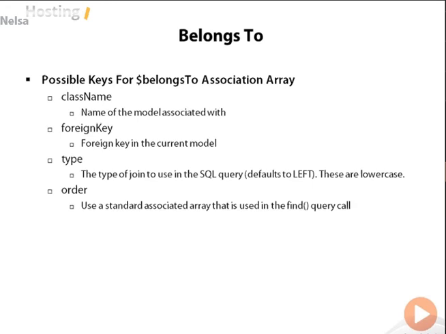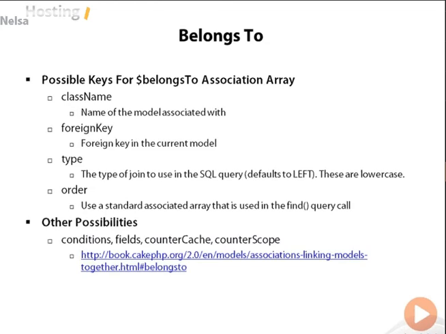Another key is order. The value that order is set to is the standard associated array that is used in the find query call. We used the order key in the find query call earlier in this course. Some other possibilities for keys are conditions, fields, counter cache, and counter scope. You can find more information about these particular keys at the following link.